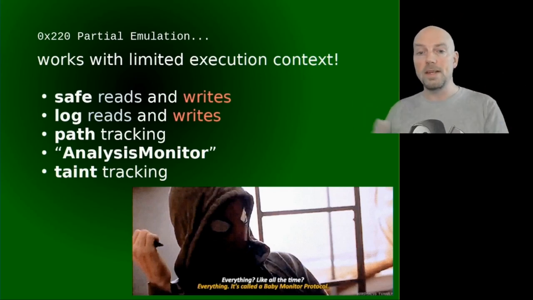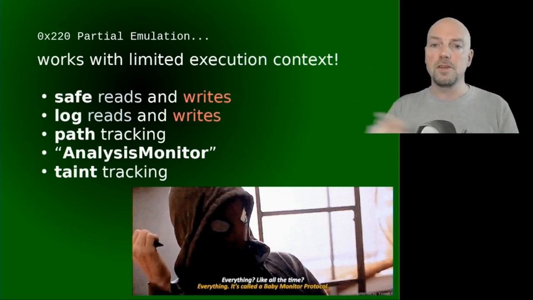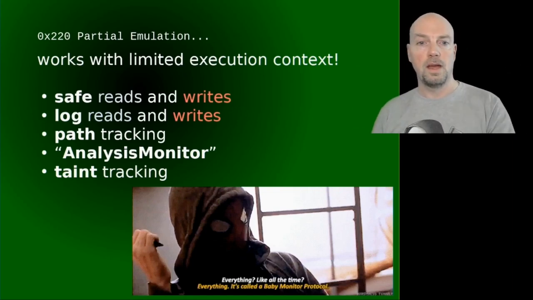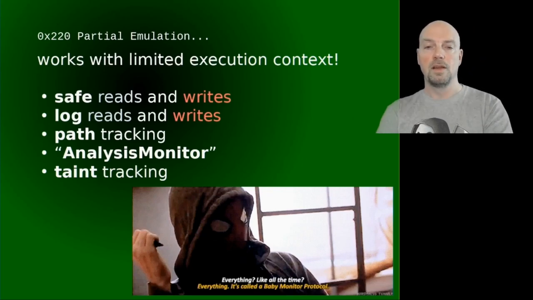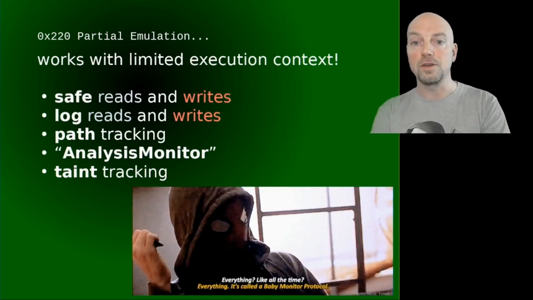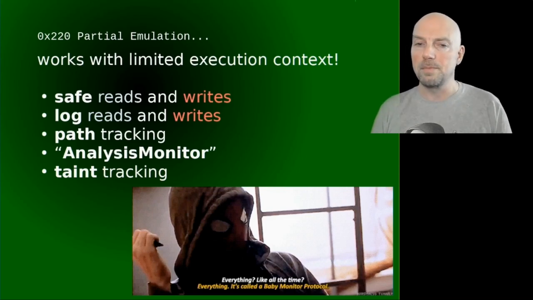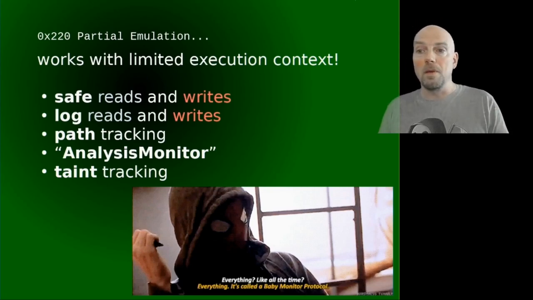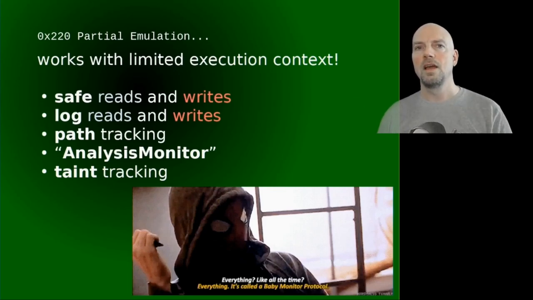We can log reads and writes through an emulation pass. So if you emulate through a function, you can have all the things that are read and written tracked for you, as well as the path that your emulation pass carved through the function or code. You can also snap in analysis monitors or emulation monitors. An analysis monitor is just a special version of one with a lot of wrapped-in goodies. An emulation monitor is simply something that gets to watch as emulation happens and maybe make decisions or at least track information.